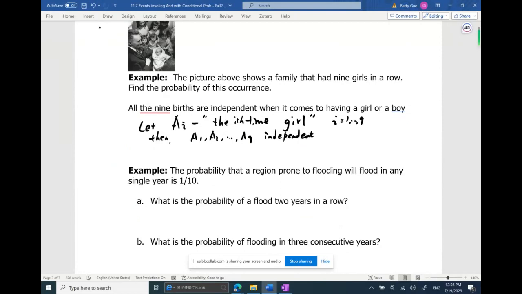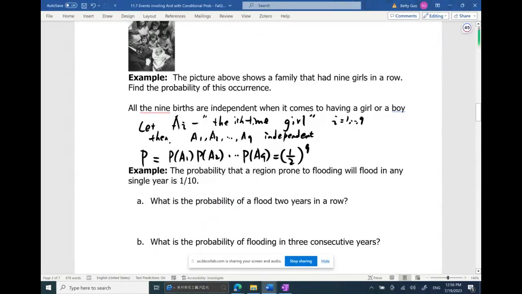So by the multiplication rule, the probability of all 9 times being girls is going to be P of A sub 1 times P of A sub 2 times P of A sub 3 all the way to P of A sub 9. The first time is going to be half, the second time is going to be half, a 50% chance, right? Half times half times half all the way to the last half. So half to the power of 9, and you figure out the value. Yeah, this is also an independent example to help us understand the concept of independence.